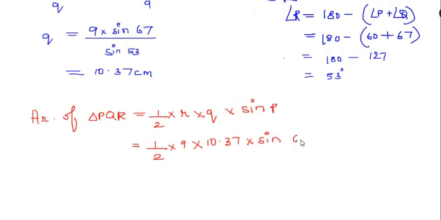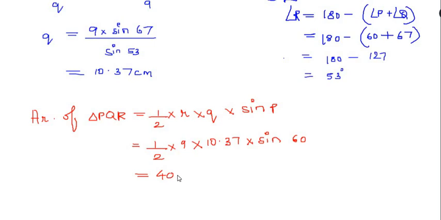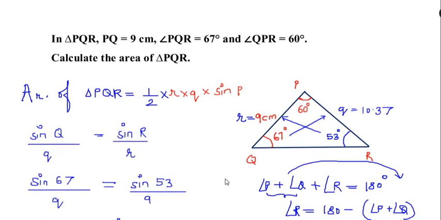So sine 60. Let us put it in the calculator and calculate. Again I am going to take all the numerators first. So 9 times 10.37 times sine 60 divided by 2. So we have 40.41 centimeter squared. So this is how we find the area of the triangle. We may have to use the sine rule and cosine rule to find the sides or angles, and then calculate the area of the triangle ultimately.